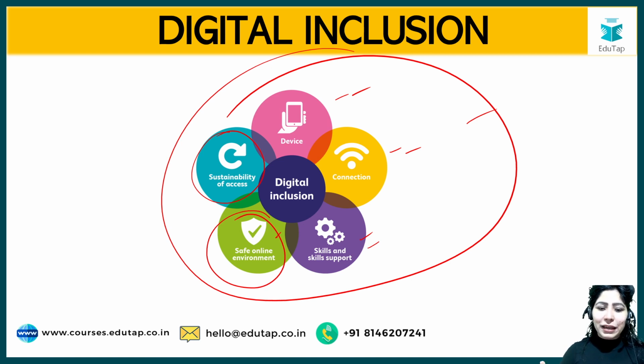What is digital public infrastructure? Basically the infrastructure, the physical infrastructure that promotes digital inclusion, or that consists of all these steps. So anything the government does that provides people with devices, with Wi-Fi connections, with skills and support, with a safe online environment with the help of, let's say, data protection laws, that will consist of digital public infrastructure.